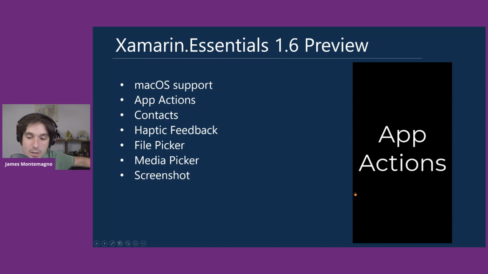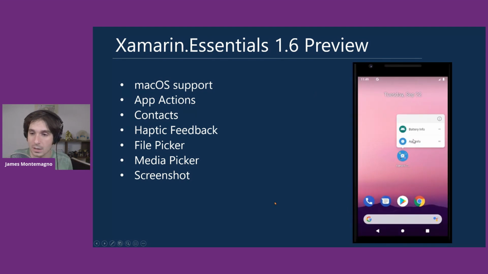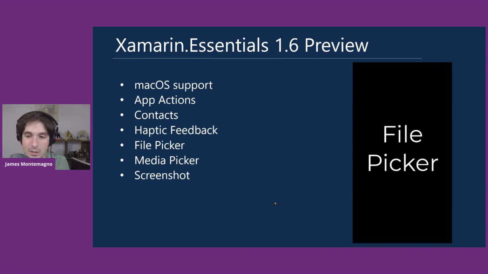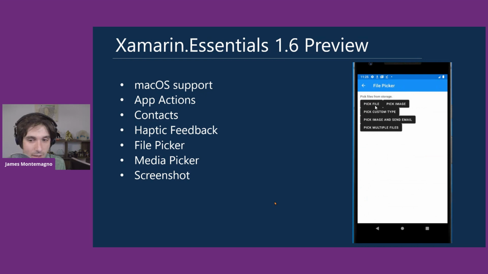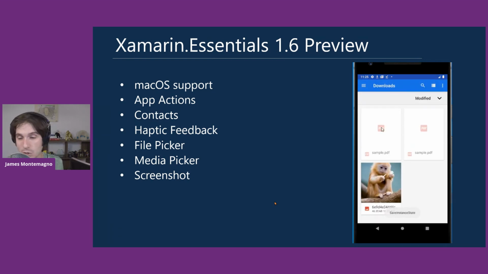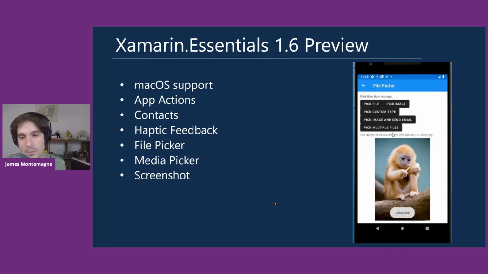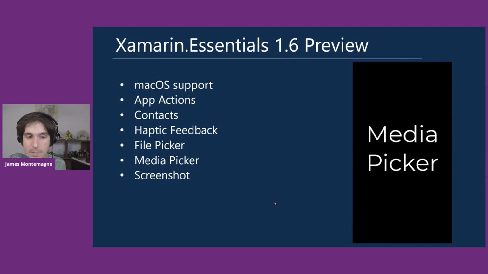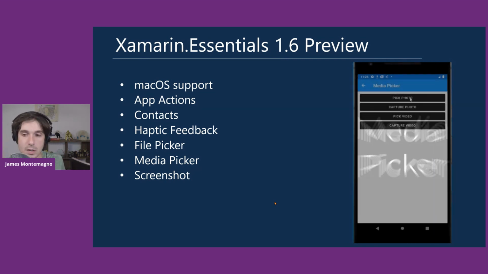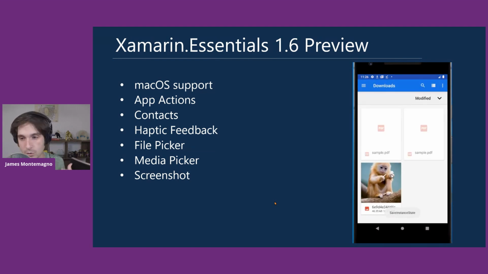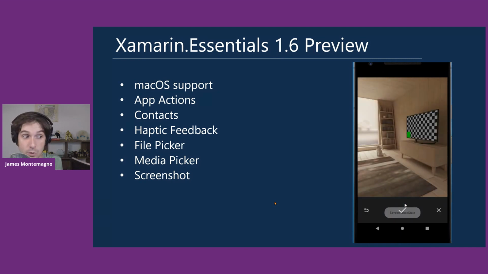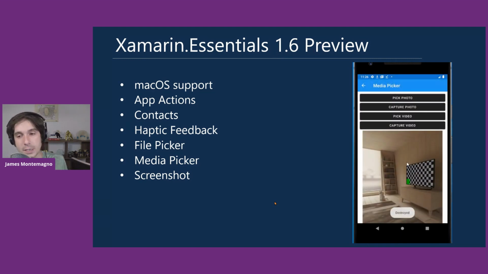So I made a video of this too. So here's app actions, which are cool when you long press or right click on an icon. File picker, so you can pick files, obviously, but you can do multi-file selection, which is really nice. You can pick images, you can give it filters from a single line of code, and there's multi-selection. Media picker is also very similar, but you can either pick a photo and it'll do the filters for you, or you can capture a photo by taking a photo with the camera or a video with the camera, which is really neat.